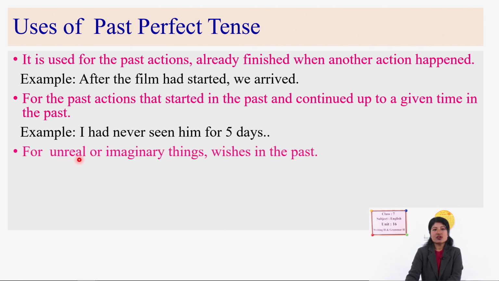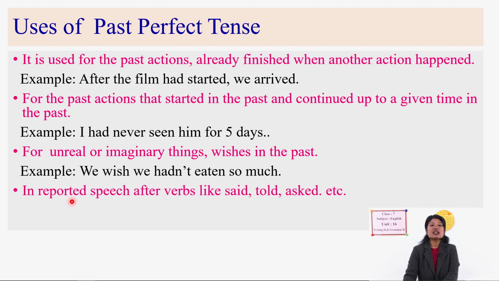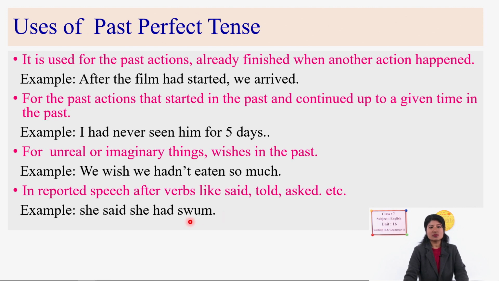Next, for unreal and imaginary things, wishes in the past, like we wish we hadn't eaten so much. Finally, in reported speech after verbs like said, told, asked, etc. Example: she said she had swum. Swim, swum, had swum.